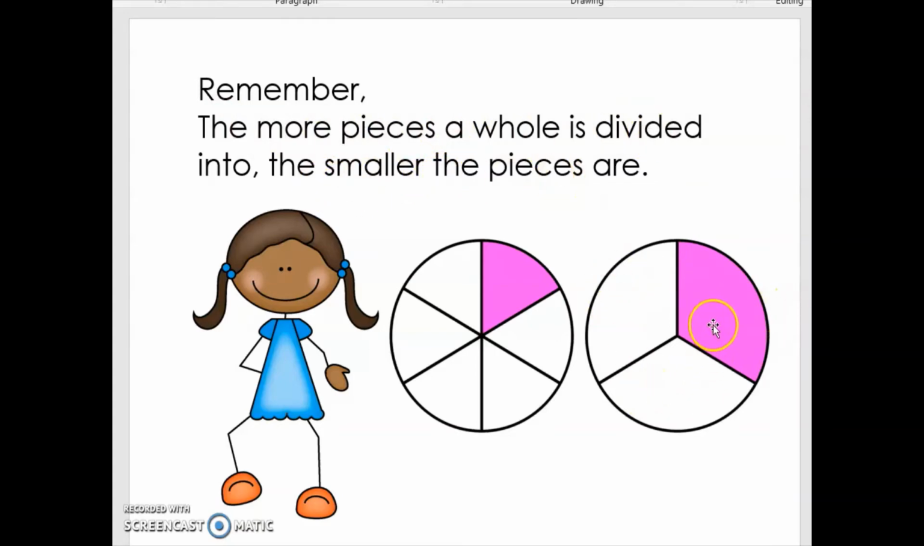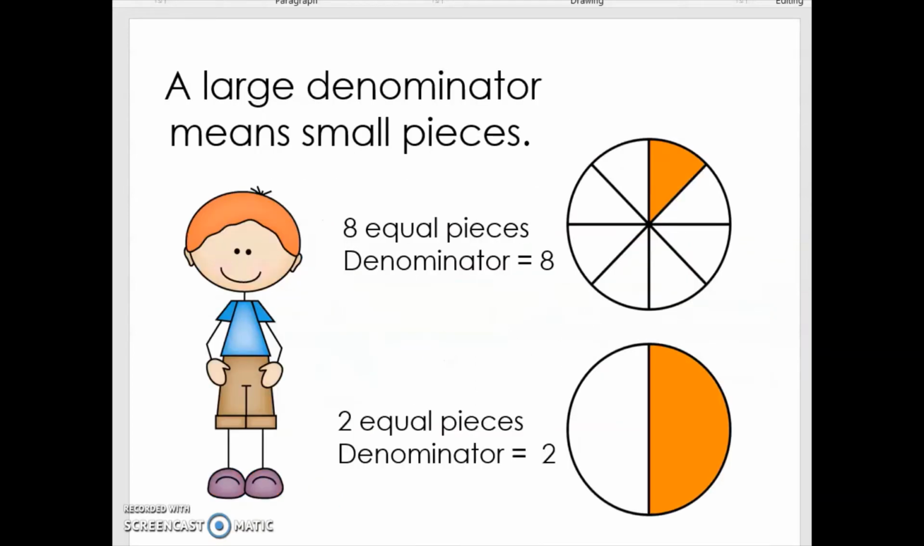This is 1 out of how many? 1, 2, 3. 1 out of 3. This is 1 out of 6. Look at the difference. Isn't that bigger? If you were having a pizza, you would want this one. Yum. Okay, a large denominator means smaller pieces.